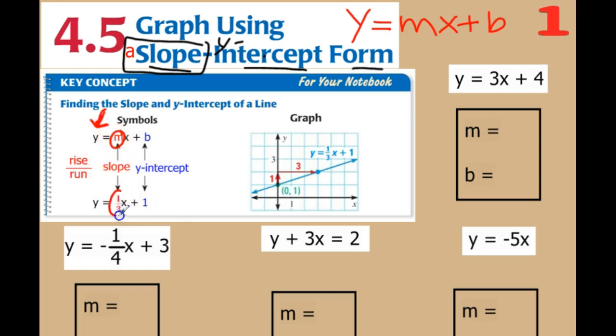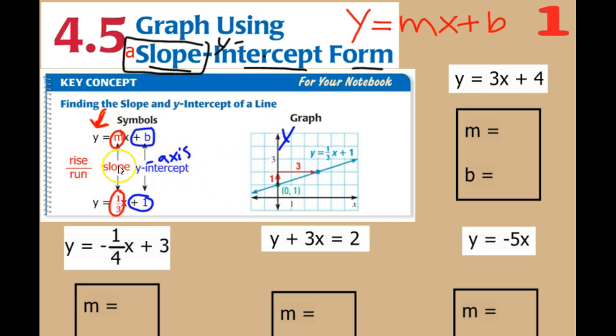So our slope is always going to be in front of the x, and then our b is what we call our y-intercept, where we're crossing the y-axis, this line, the y-axis. And that number is either added or subtracted onto the end of your equation.